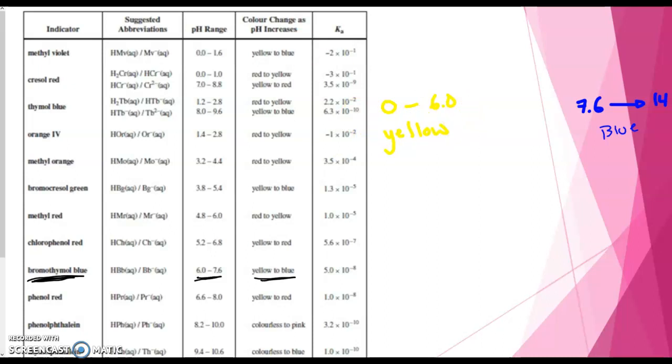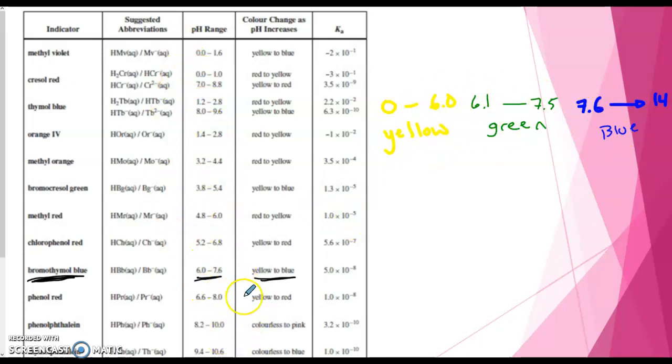So here's the important part of why we started mixing those colors together and showing you why colors mix. From 6.1 all the way to 7.5, bromothymol blue will be a green color. And will it be all one green? No. If it's in the middle, you'll have an equal amount of green and blue. If it's really close to 6.1, it's going to be a yellowy green. If it's more by the 7.5, you're going to have more of a bluey green. So that's how we understand the ranges that exist in these different indicators.